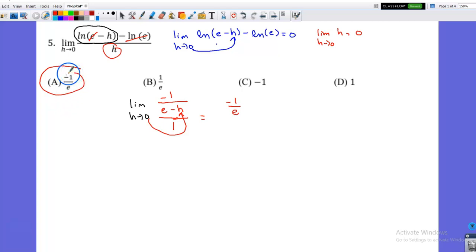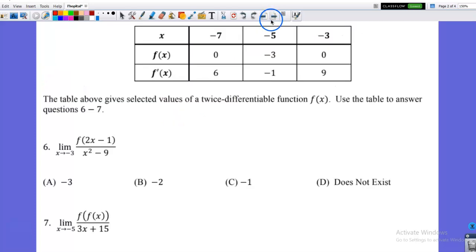So all of these were dealing only with functions. I think on the next page, now we're going to move to tables instead of just functions. So let's go do a few of these, perhaps all of them. We'll see how it goes. The table above gives selected values of a twice differentiable function, which means that f has a first and a second derivative.